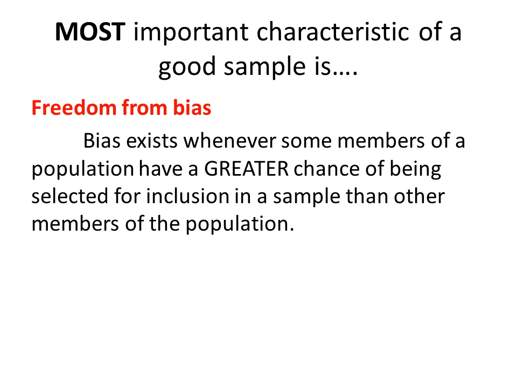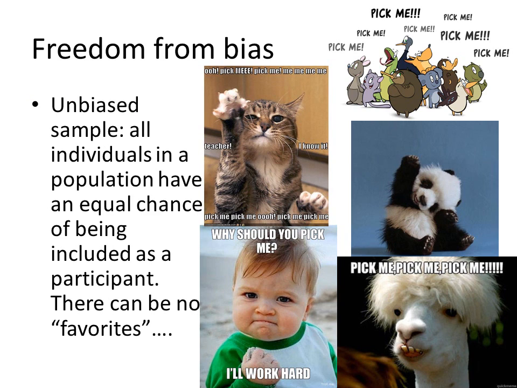The most important characteristic of a good sample is freedom from bias. Bias exists. Freedom from bias is the most important characteristic. So here we see that everyone wants to be chosen. Pick me, pick me. Why should you pick me? The problem is that unbiased samples need to be collected. All individuals in a population need to have an equal chance of being included as a participant. So there can be no favorites.